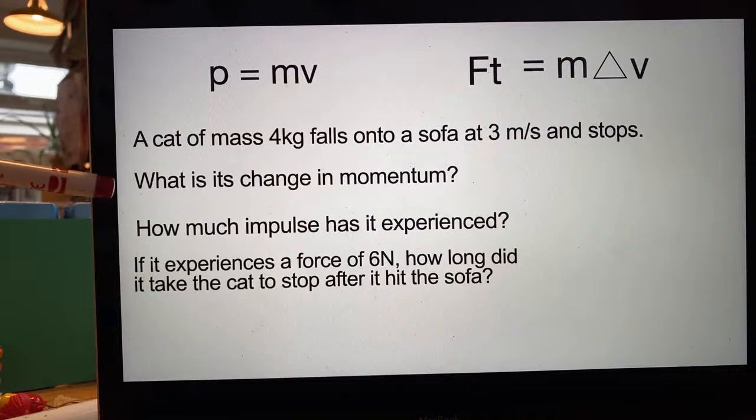Here's the kind of questions you might get. What is its change in momentum? You should be able to do that now, really. If you came to last week's lesson, you've been listening. How much impulse has it experienced? You might be able to do that too. And if it experiences a force of 6 newtons, how long did it take the cat to stop after it hit the sofa?